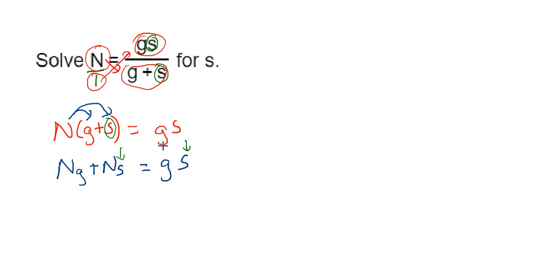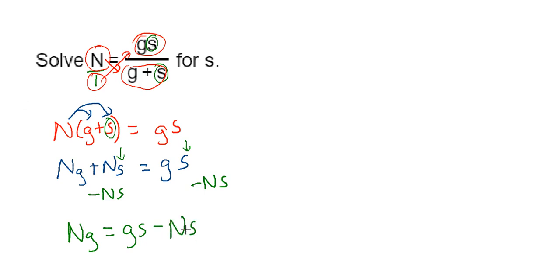Now the obstacle I have is s is on both sides of the equation. I can't solve it for s while one is on the left-hand side and one is on the right-hand side. So what I'm going to do is bring this term with an s over to the right-hand side to join this one, so that all of our terms that have s are together. All right, so we'll minus the ns over to the right-hand side. And we'll leave the ng here because it doesn't have an s. So we'll have ng equals gs minus ns.